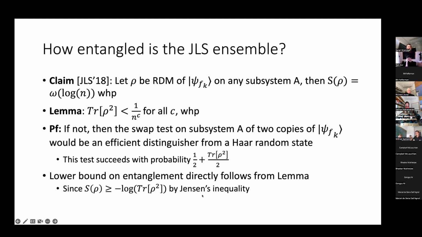by a simple consequence of Jensen's inequality. Jensen's inequality tells us that the entanglement entropy of a reduced density matrix rho is greater than or equal to minus log of trace rho squared. So you plug this in, and what you get is that the entanglement entropy has to be strictly greater than log n. So this was the only thing we knew until very recently, until our work, that the entanglement entropy of these pseudorandom states has to be greater than log n.